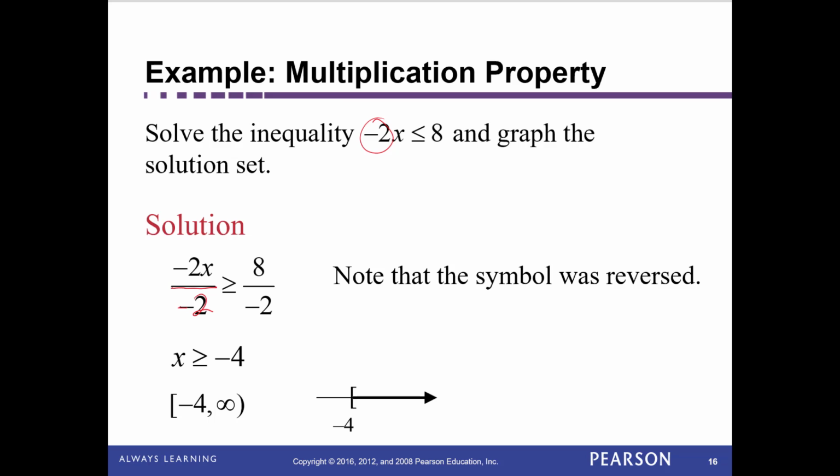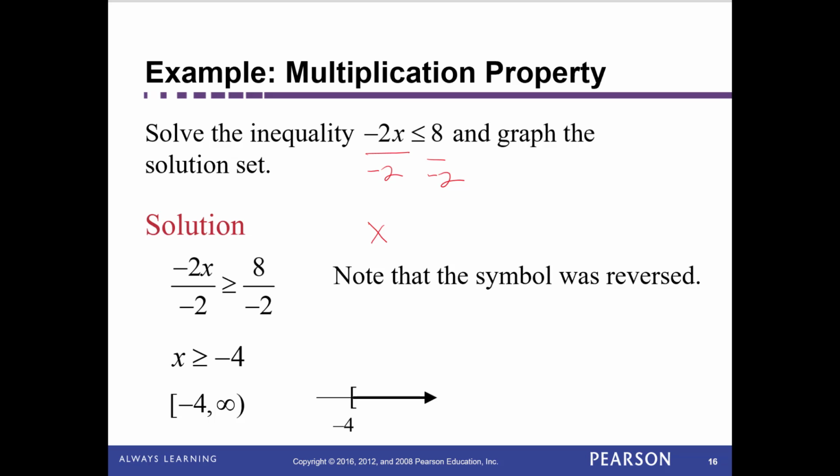If I divide by a negative 2, I've got to change the direction of the inequality. And in this particular step, they did it all at once. So let me just do it in 2 steps. Take this and I divide this side by negative 2. So I divide that side by negative 2.